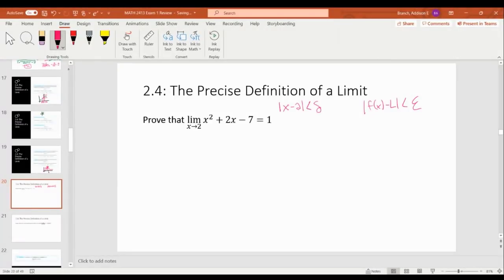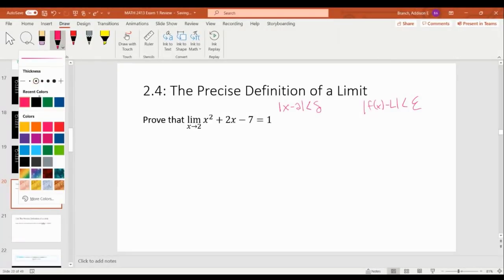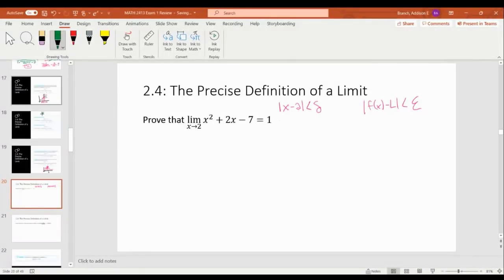So what you're going to do is plug in your values that you have from your limit equation. So your a right here is going to be our 2. And then our f of x will just be our function, so that would be x squared plus 2x minus 7, minus our limit, which is 1, so minus 1. And that's going to be less than our epsilon.